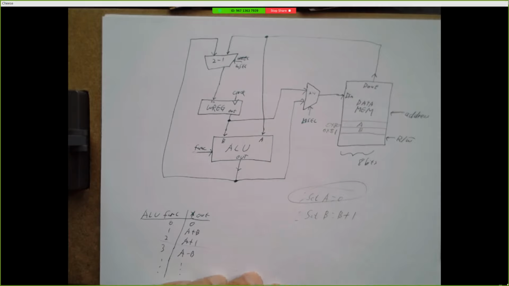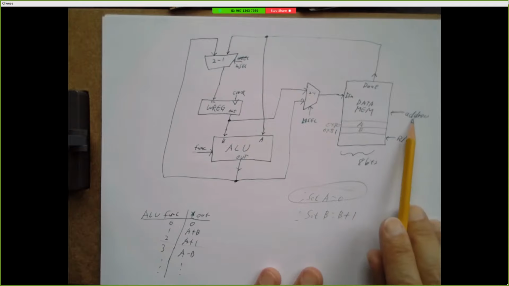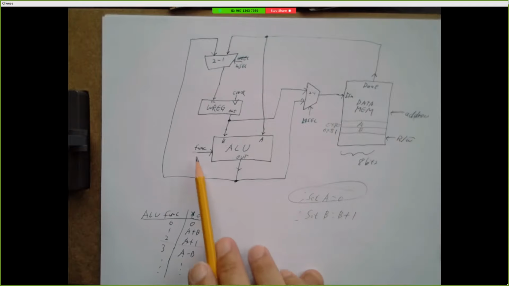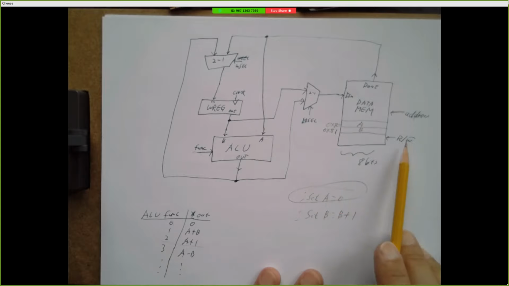Okay, we can do this in a single instruction, because a single instruction is able to set up the values for this address line, this function, this select, and control the read-write line. We can use a single instruction to do B equals B plus 1.